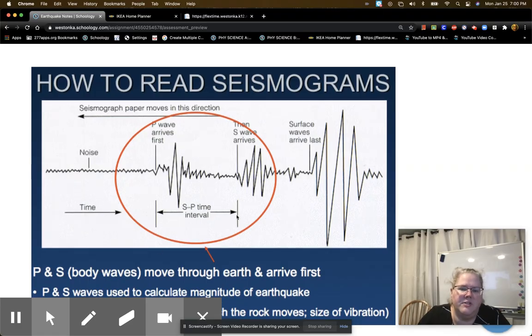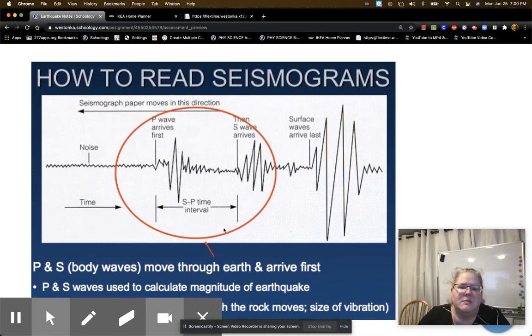S and P wave interval does tell us some timing information on a seismograph. When this first starts to go, that's where we do this first line, the arrival time of the P wave versus the arrival time of the S wave. Surface waves are way back here. So on one graph, you will actually see the primary waves, then the secondary waves, and then the surface waves hitting.